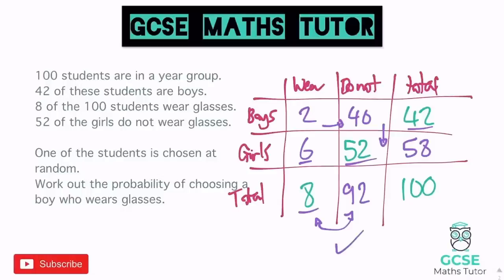Now it says, work out the probability of choosing a boy who wears glasses, and one of the students is picked at random while two of the boys wear glasses. So that would be 2 students out of the 100 students that we've got here.